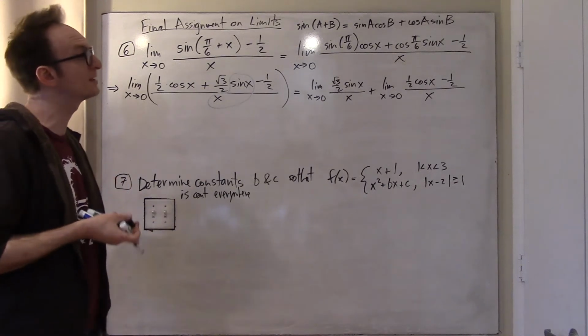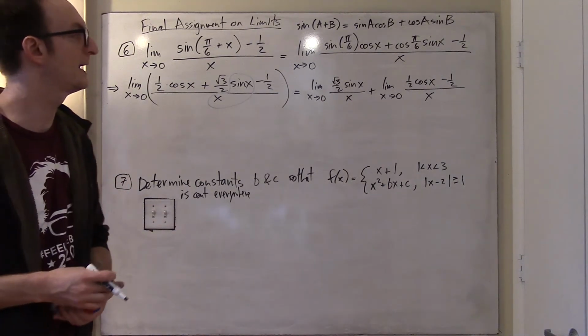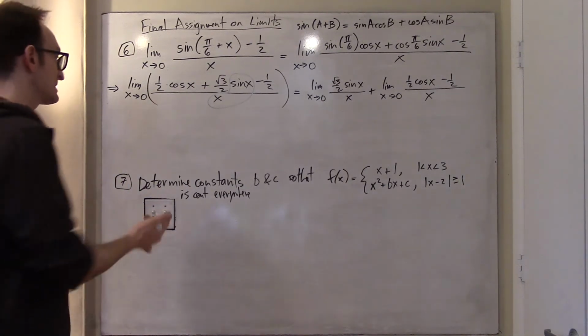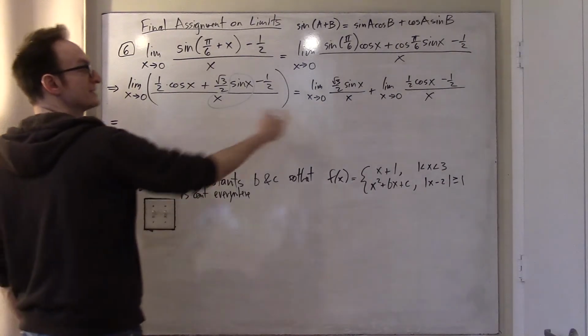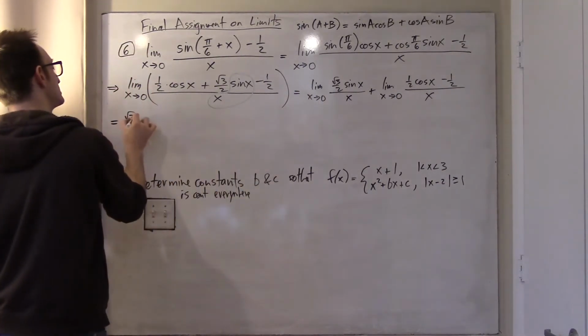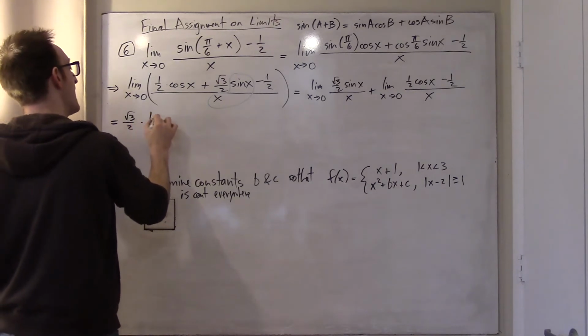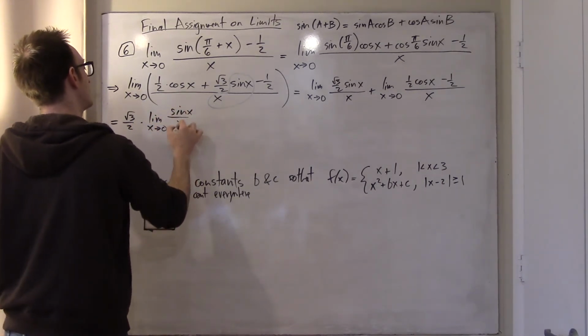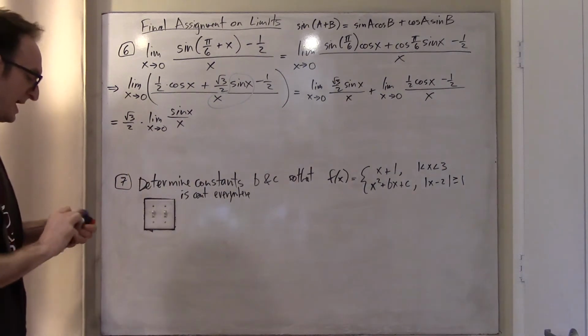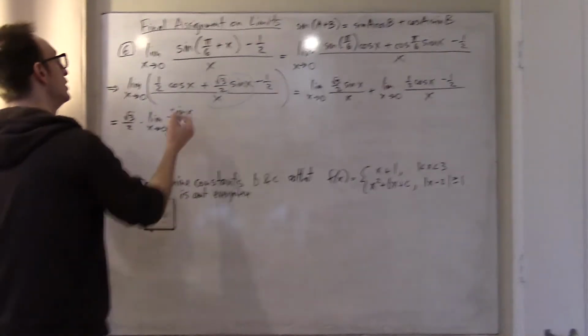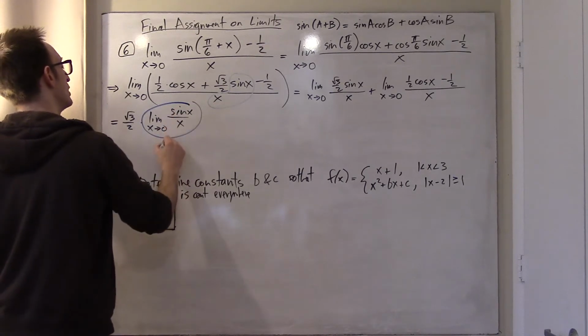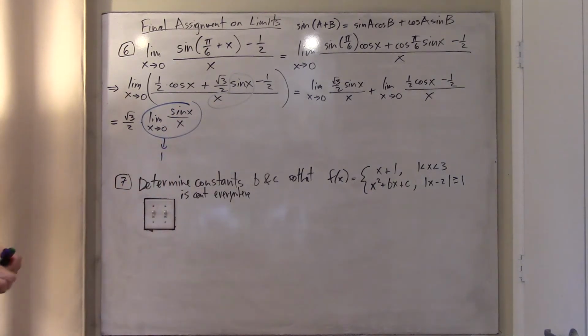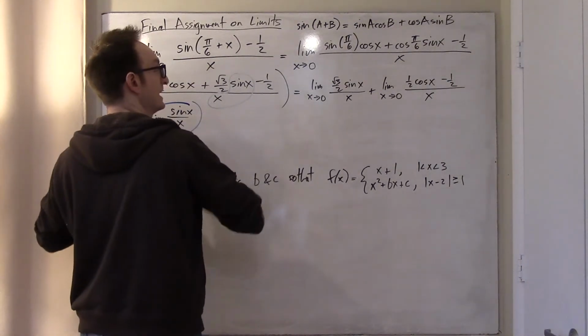Is that legitimate? Well, it's legitimate as long as the limits both exist, and I think they do now, right? Because what is this? Well, this is just root 3 over 2 times the limit as x approaches 0 of sine x over x. And it's this thing that we knew was going to just go to 1. That's why I chose to split it up this way in the first place. Okay, now what do we get?